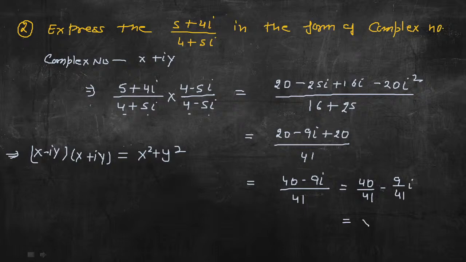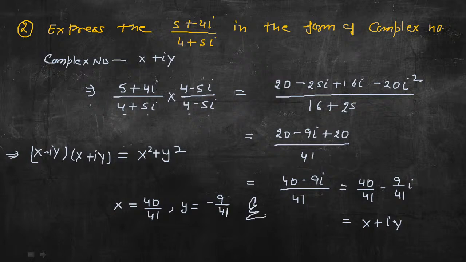So you can compare this number with x plus iota y. Here you find that x is equal to 40 by 41 and y is equal to minus 9 by 41. Am I right here? This is your right answer for this question. Okay, clear?